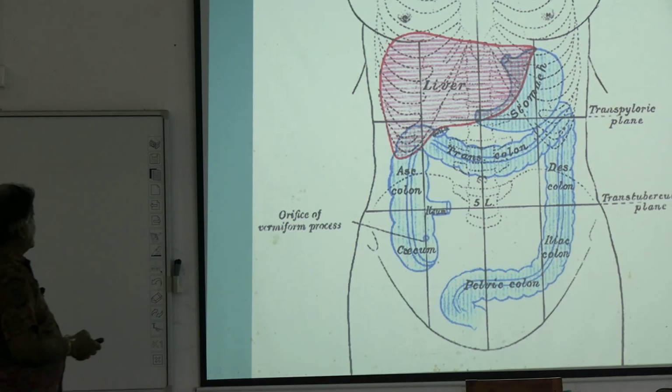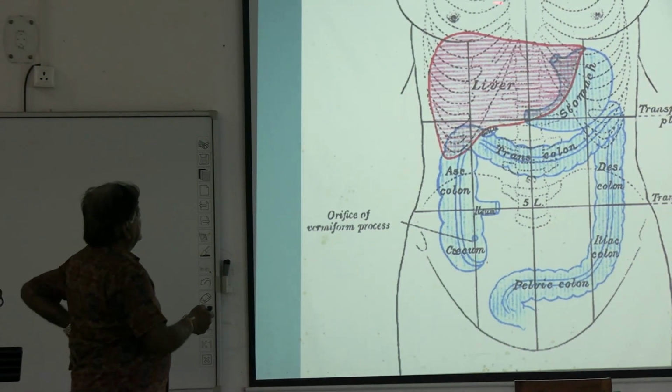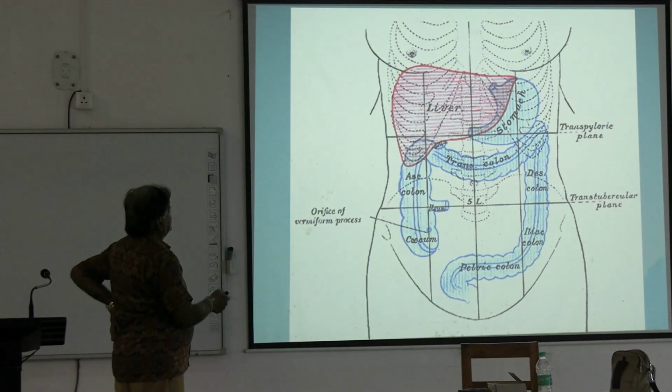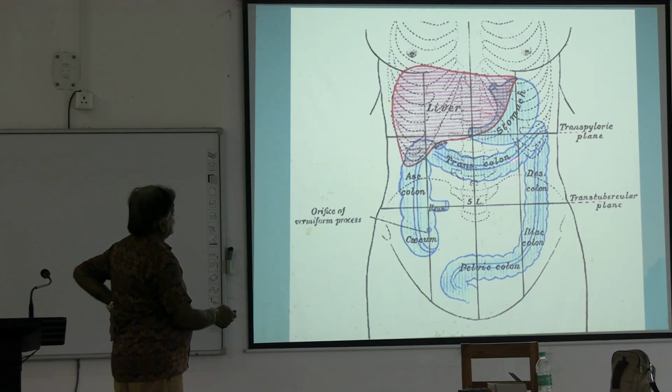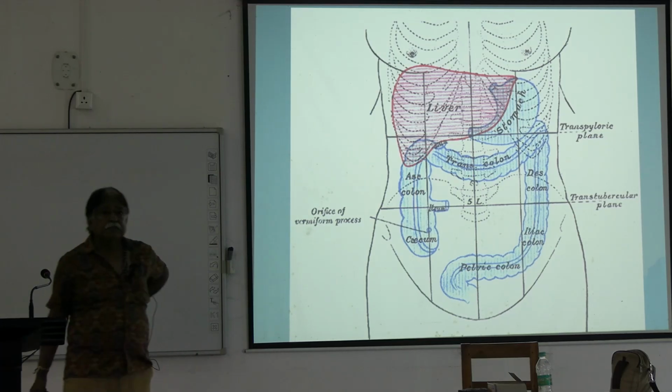Now, orifices. Now, you see the total orientation and the placement of the organs of the abdomen. This is the liver, this is the stomach, this is the transverse colon, this is the ascending colon, this is the ileum, and this is the descending colon, this is the iliac colon and pelvic colon, rectum and anal canal.